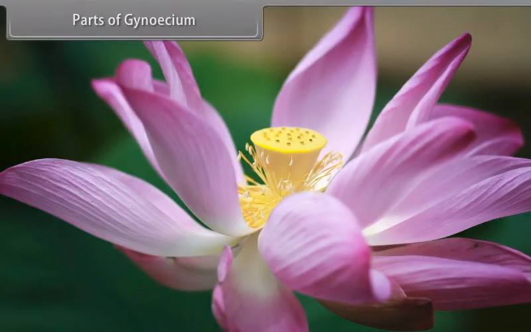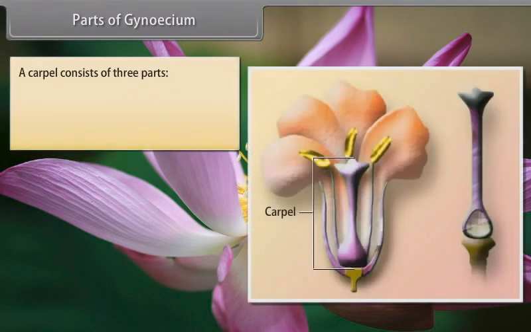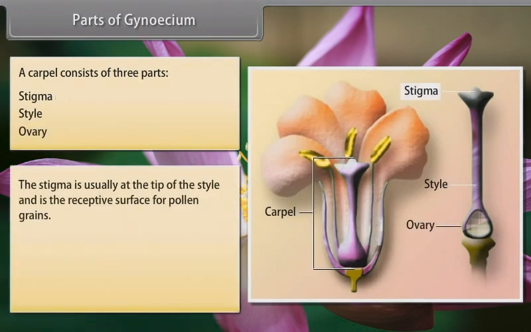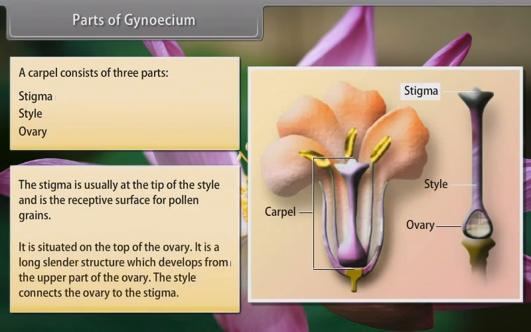Parts of Gynoecium. A carpel consists of three parts: stigma, style, ovary. The stigma is usually at the tip of the style and is the receptive surface for pollen grains. It is situated on the top of the ovary. The style is a long, slender structure which develops from the upper part of the ovary. The style connects the ovary to the stigma.